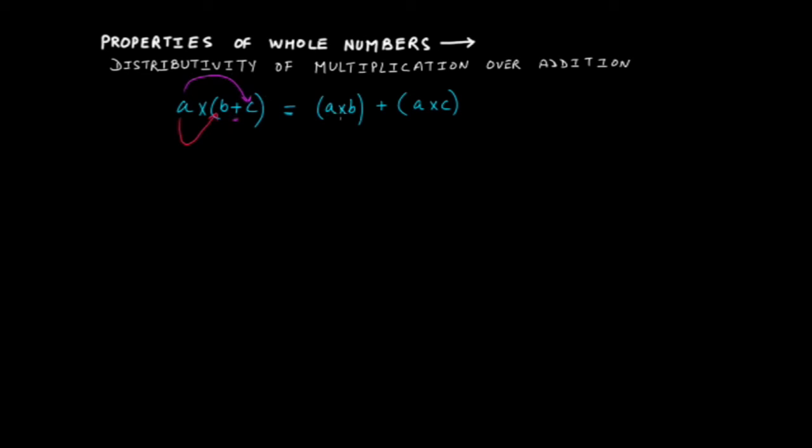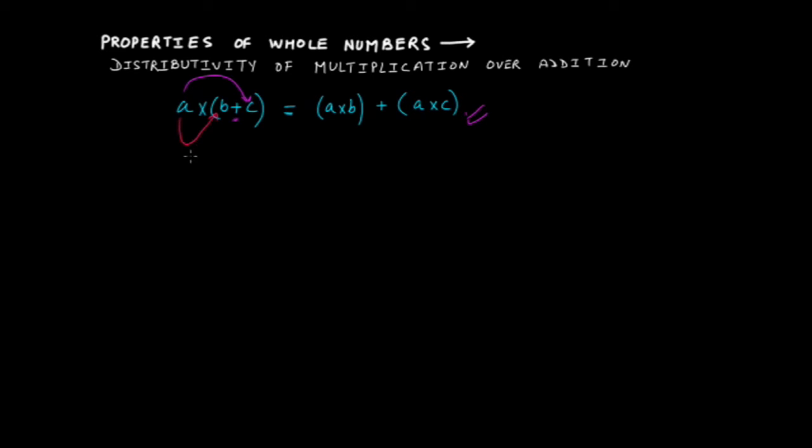So if A times (B plus C) is equal to A times B plus A times C, then that is the distributivity of multiplication over addition, and it holds true. And I'll explain it to you with an example.